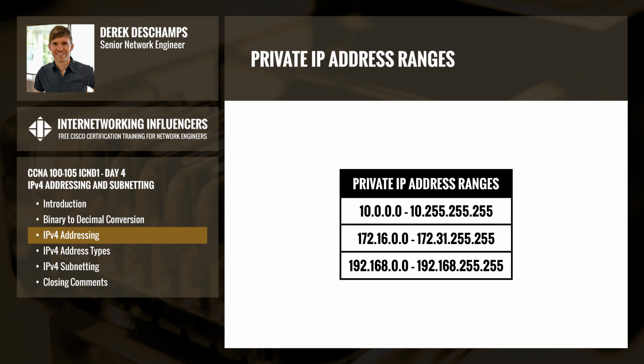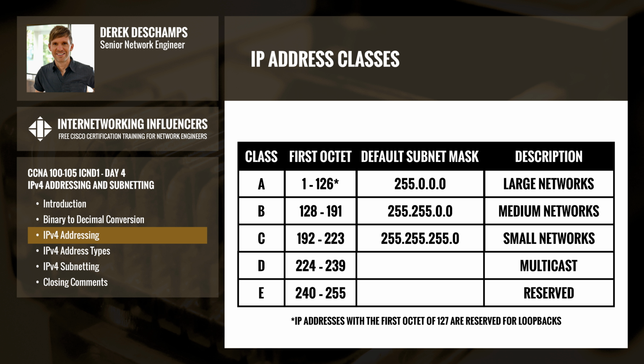There are 3 IP address ranges that are reserved to be used on private networks. The first range is from 10.0.0.0 to 10.255.255.255. The second range is from 172.16.0.0 to 172.31.255.255. And the third range is from 192.168.0.0 to 192.168.255.255.